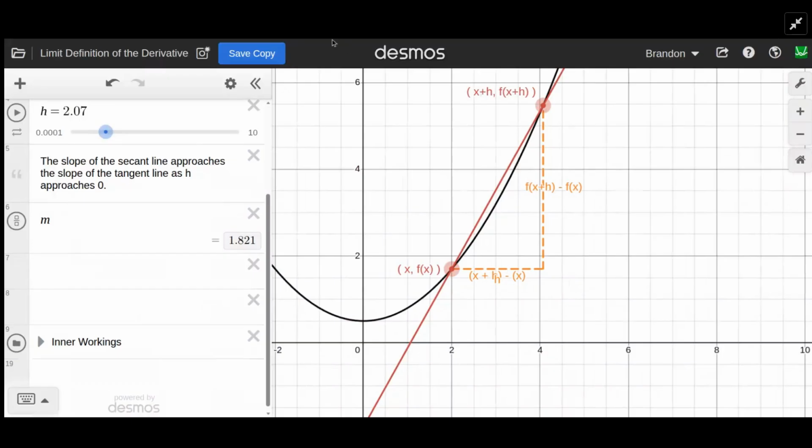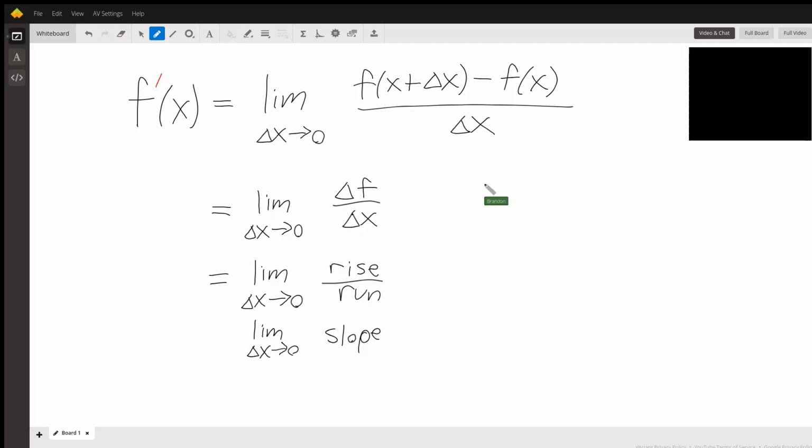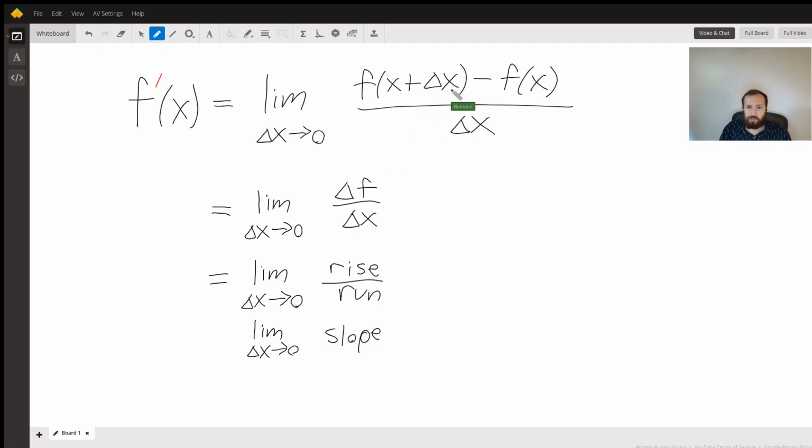So in other words, what we're really starting with is the slope of a secant line, right? It's basically just the slope between any two points on a curve for a general x value. And here we have the limit as delta x goes to 0.